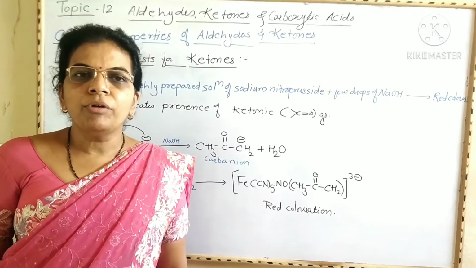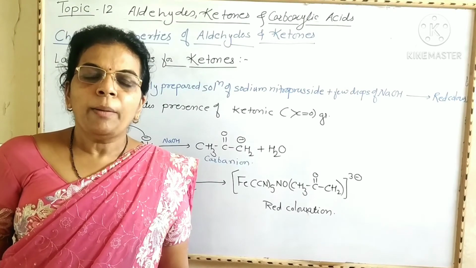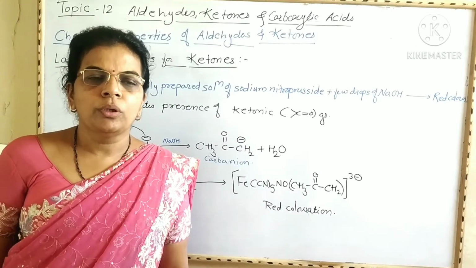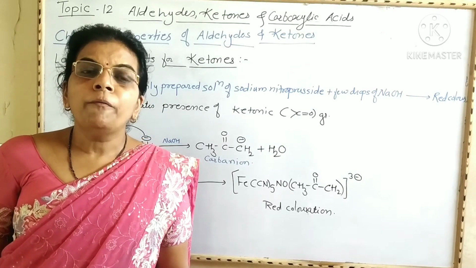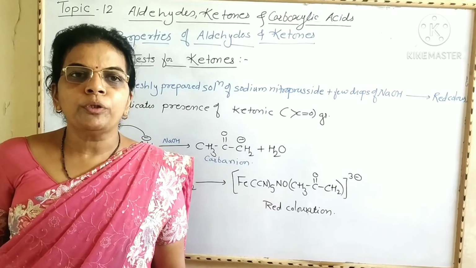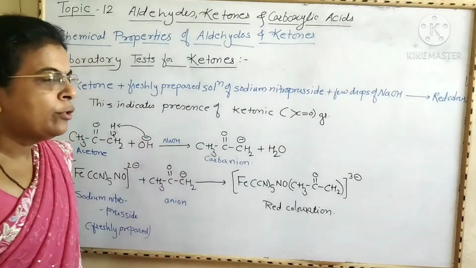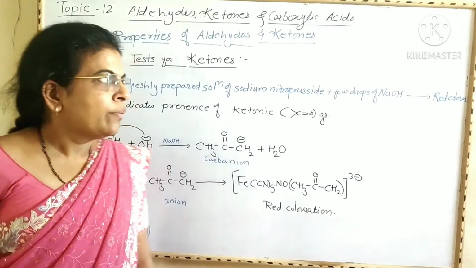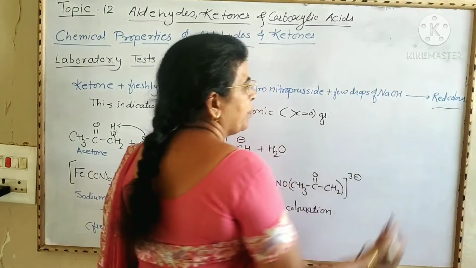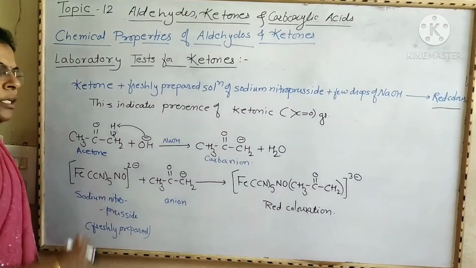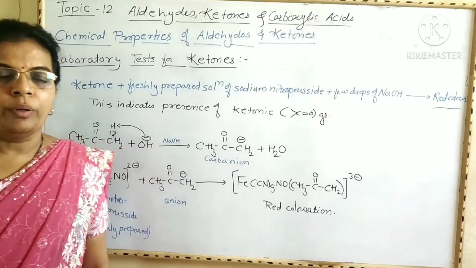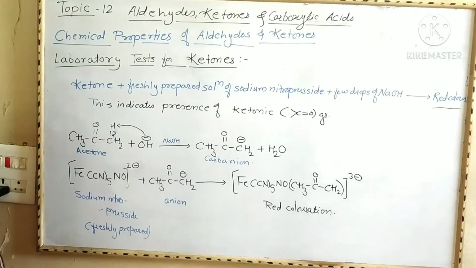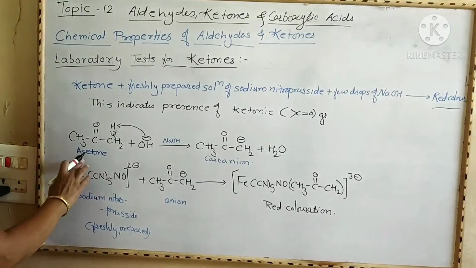Next reaction we are going to see is the laboratory test for ketones. Now here, when ketones are treated with freshly prepared sodium nitroprusside solution and then a few drops of NaOH are added, then red coloration is obtained. This indicates that there is presence of a ketonic group. Now the reaction is as follows. This is acetone. This is the example.